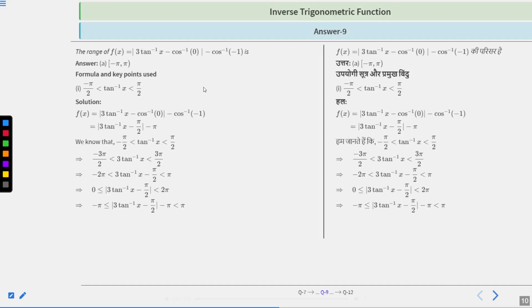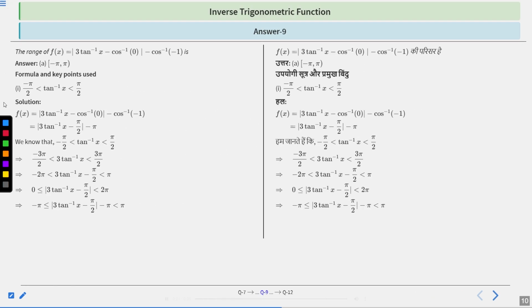Okay, let's move to the solution part. The formula and the key points we will use in this question is, we know that tan inverse x will lie between minus pi by 2 to pi by 2. Right, so f(x) is basically mod of 3 tan inverse x minus cos inverse 0 minus cos inverse minus 1. Right, therefore f(x) is equal to mod of 3 tan inverse x minus pi by 2 minus pi. Now we know that tan inverse x will lie between minus pi by 2 to pi by 2. Therefore 3 tan inverse x will lie between minus 3 pi by 2 to 3 pi by 2.